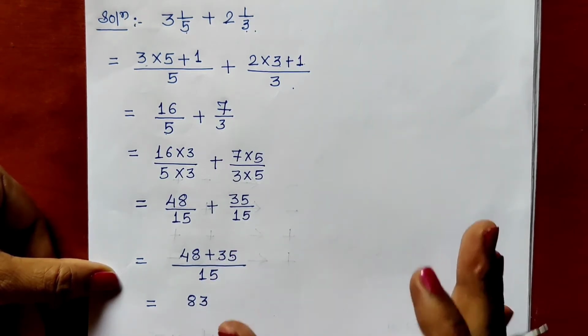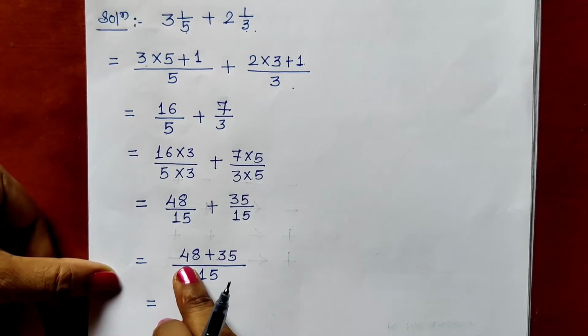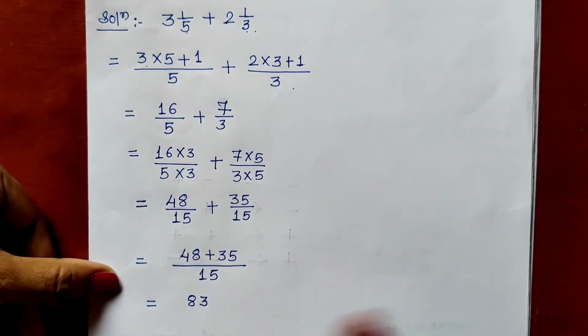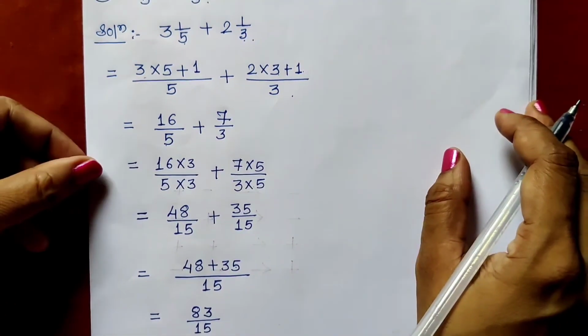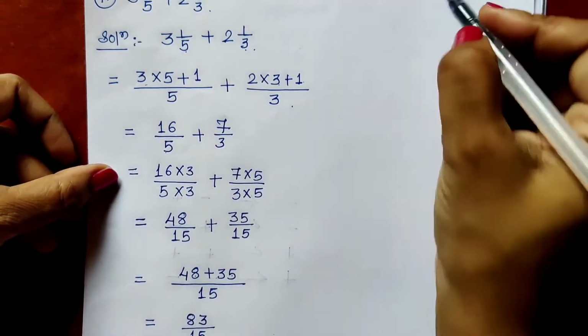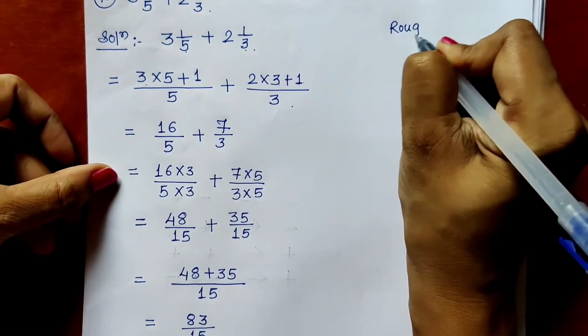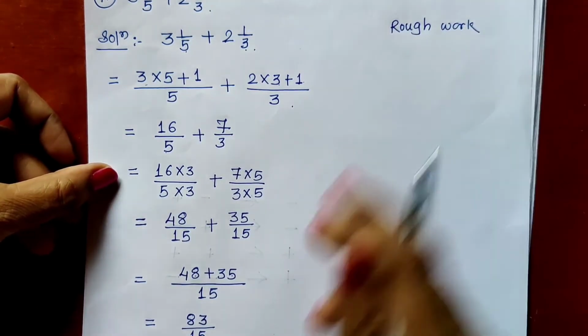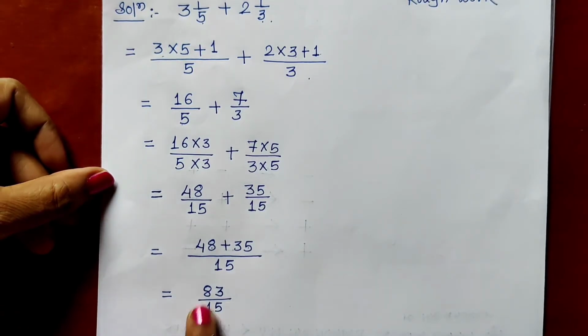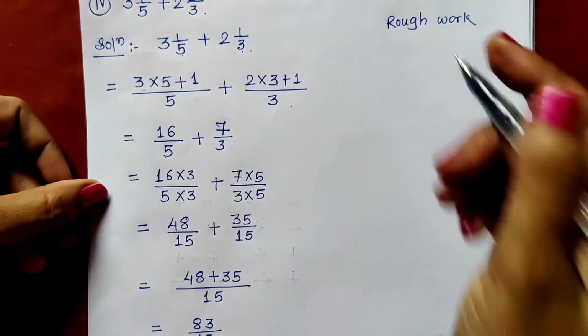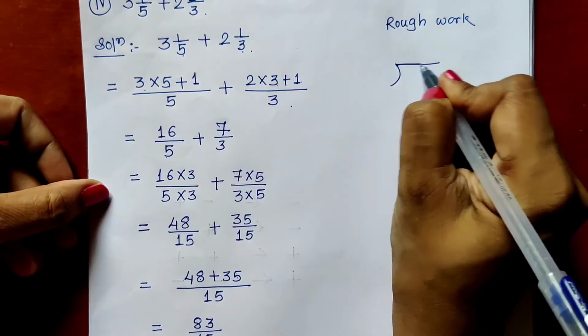Otherwise you can write rough work and write both the numbers one below the other, 48 plus 35, and solve it. You will get the answer 83 upon 15 as it is. Now 83 upon 15 we have got an improper fraction. We have to convert it into a mixed number. How to convert? We can divide. So I will be doing rough work here. What will we have to do? 83 upon 15 we will have to convert.